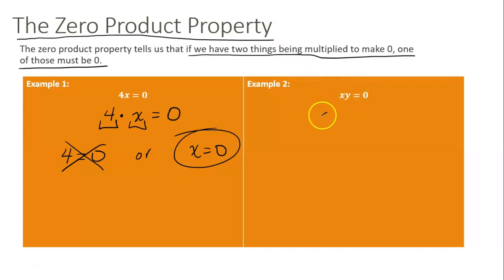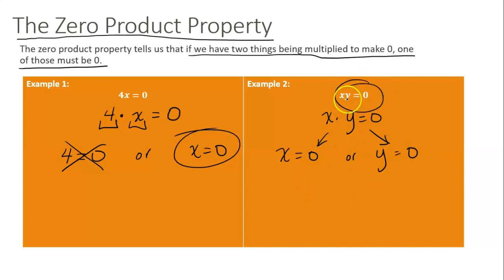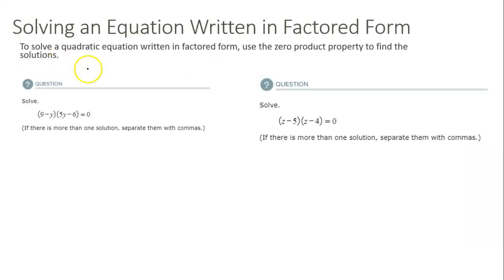For a problem like example 2, again, I have two things being multiplied together to make 0. So I could see if both of them are 0. x could be equal to 0 or y could be equal to 0. There are two ways that this would make this equation true. If x were 0, 0 times y would be 0. If y were 0, x times 0 would be 0. We need to be able to use this zero product property to help us solve quadratic equations.